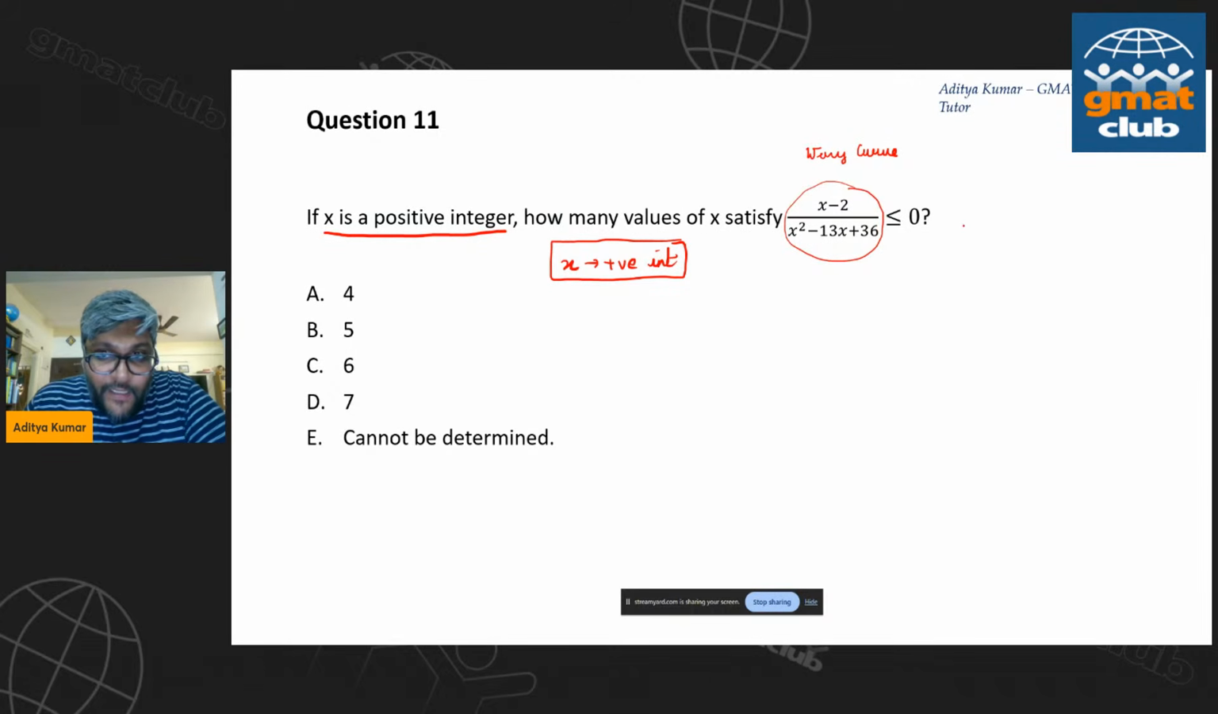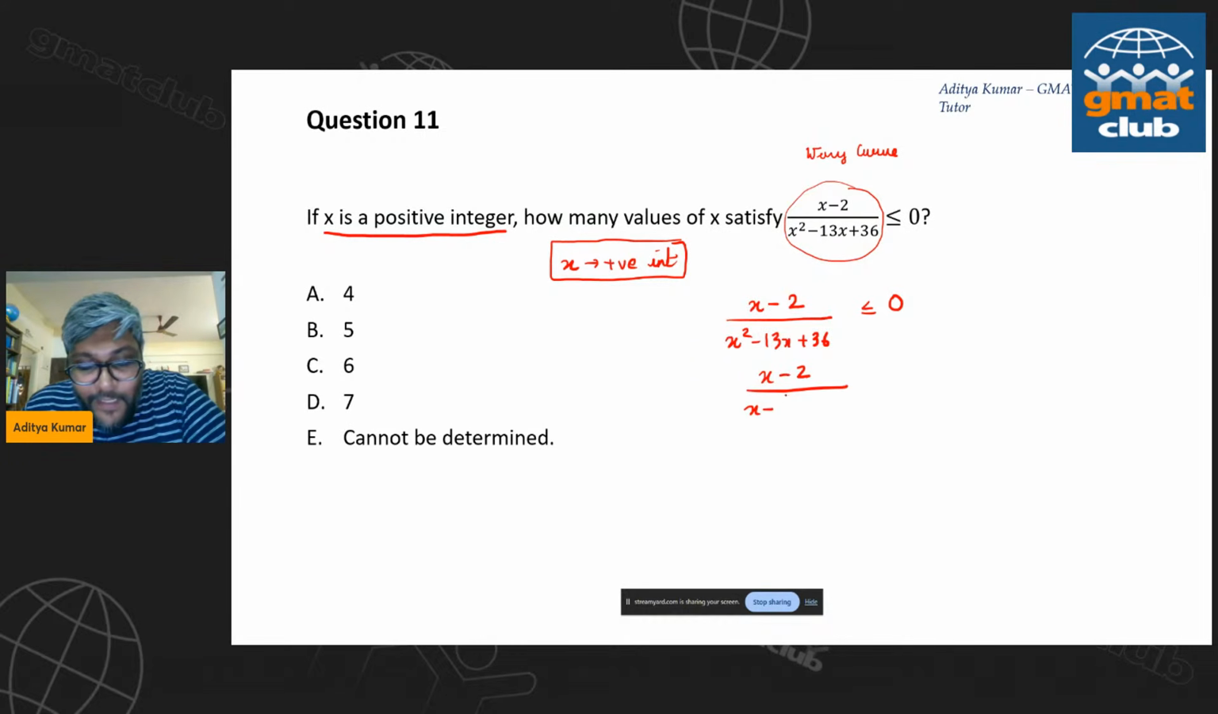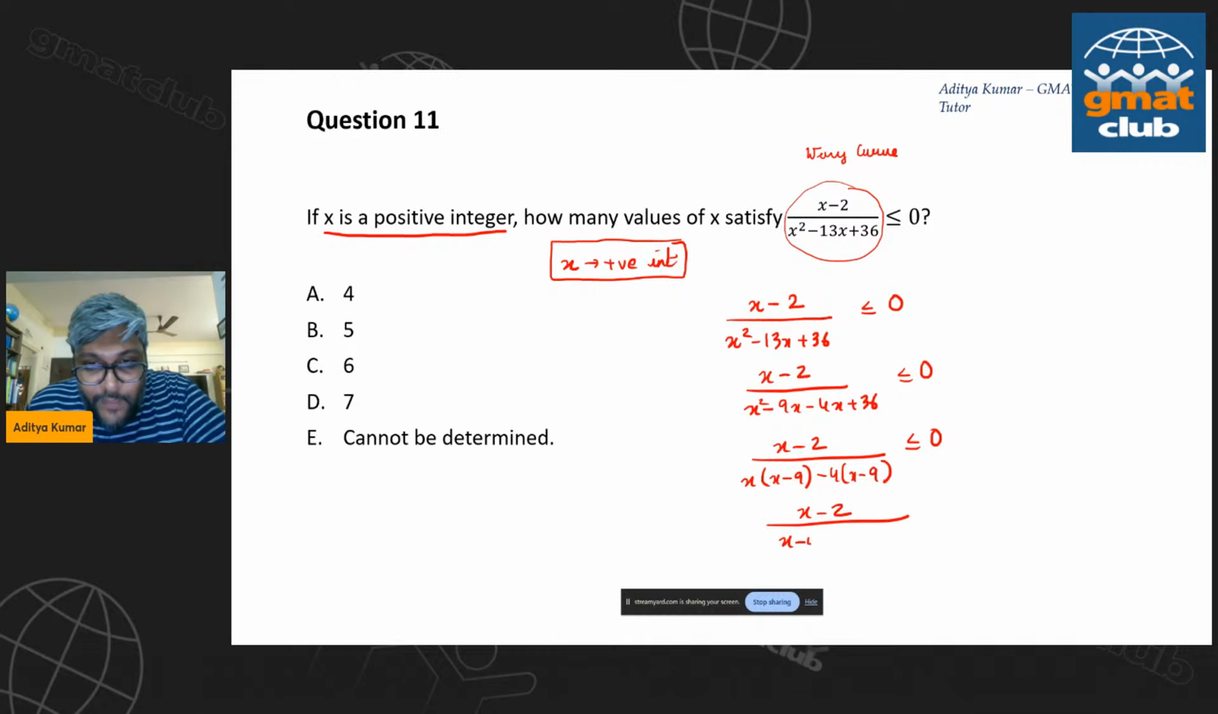I have to set the right hand side 0, the left hand side is a product or a division, and I have to work with factoring it out to the lowest form. So if I have (x minus 2) divided by (x square minus 13x plus 36) is less than or equal to 0, the factors will be minus 9 and minus 4. So x square minus 9x minus 4x plus 36 is less than or equal to 0. So (x minus 2) divided by x into (x minus 9) minus 4 into (x minus 9) is less than or equal to 0. So (x minus 2) divided by (x minus 4) into (x minus 9) is less than or equal to 0. So I've broken it down to its lowest form.